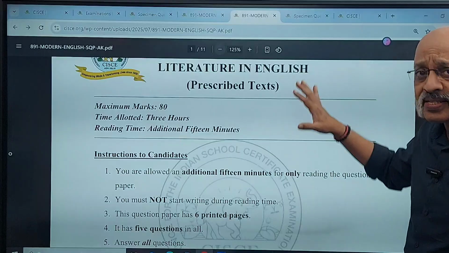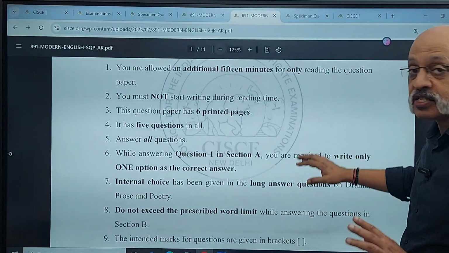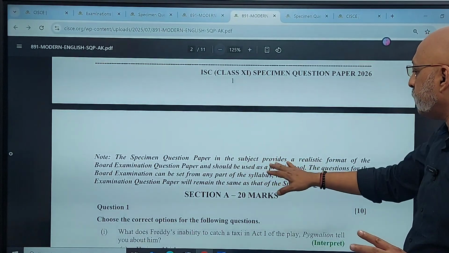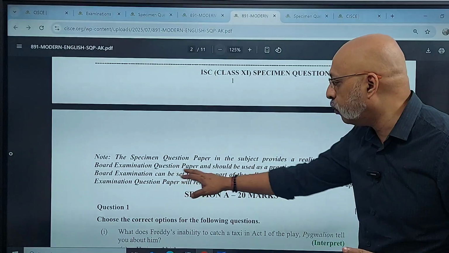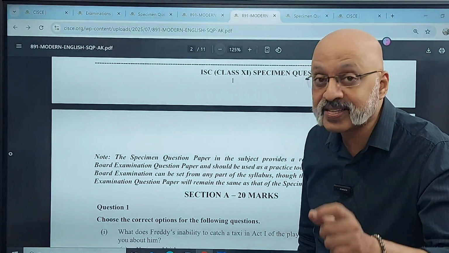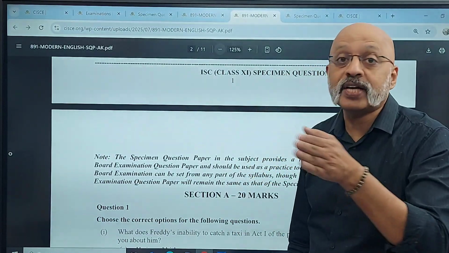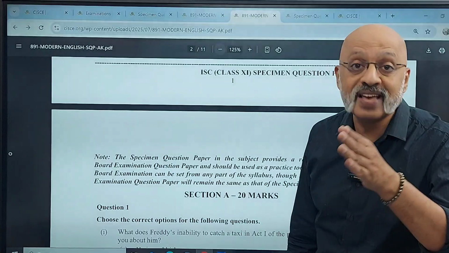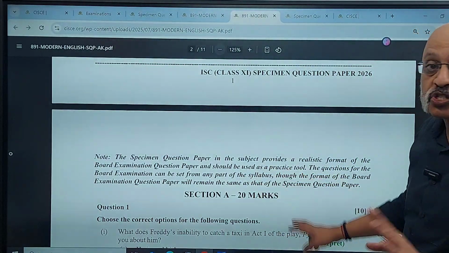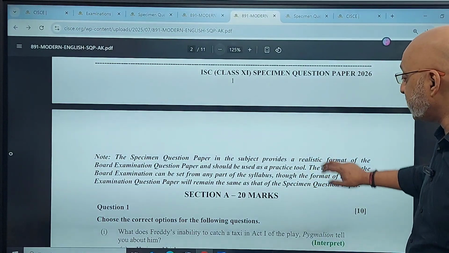Now, as far as this is concerned, you need to look at what is the format. See, the specimen paper provides a realistic format of the board examination question paper. When I say board examination, it does not really mean board examination. It means the class 11. But 12th class question paper format wise will also be exactly the same as this one. So you can keep that in mind for class 12 also. So it should be used as a practice tool, right? So this is what the sample paper is saying.